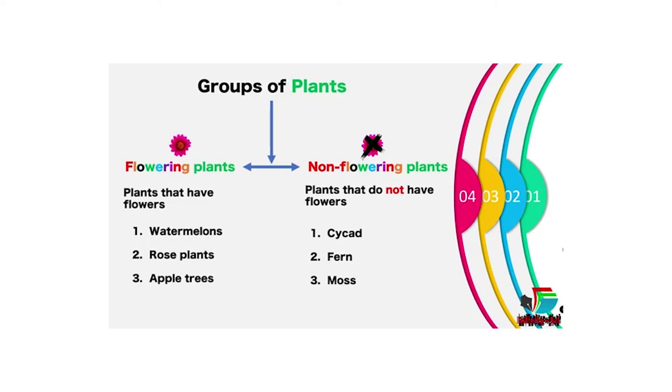So I hope in this lesson you have understood how we can group the different plants we have into just these two simple groups: flowering, those that have flowers, and non-flowering, those that do not bear flowers at all. Goodbye, and see you in the next lesson as we try to understand especially flowering plants better.